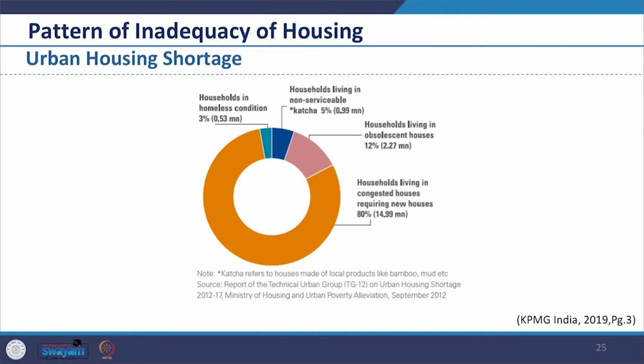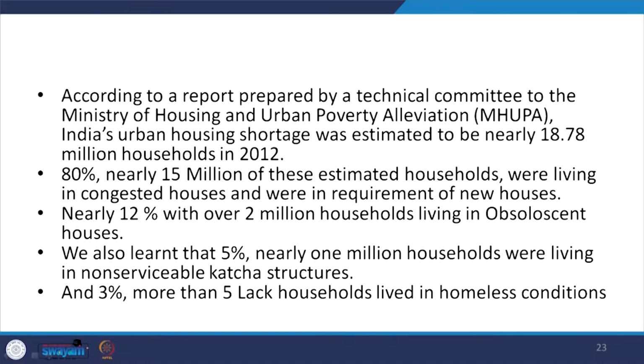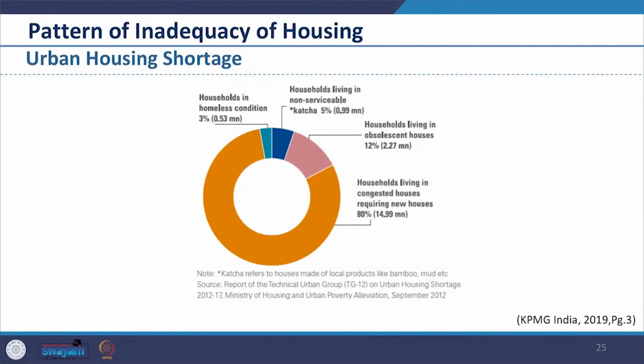80%, nearly 15 million of these estimated households were living in congested houses and were in requirement of new houses. 12%, with over 2 million households, were living in obsolescent houses. We also learned that 5%, nearly 1 million households, were living in non-serviceable kacha structures, and 3%, more than 5 lakh households, lived in homeless conditions.